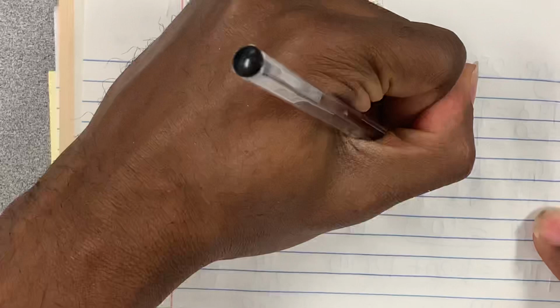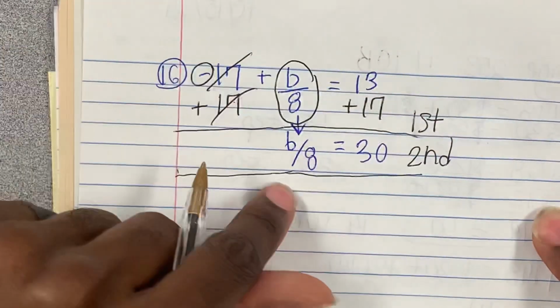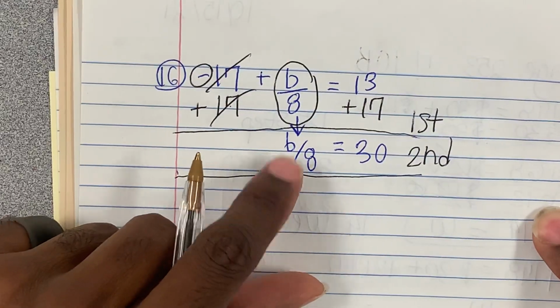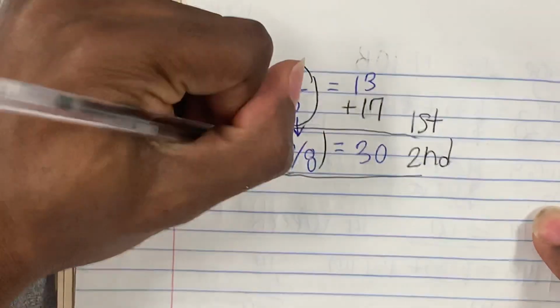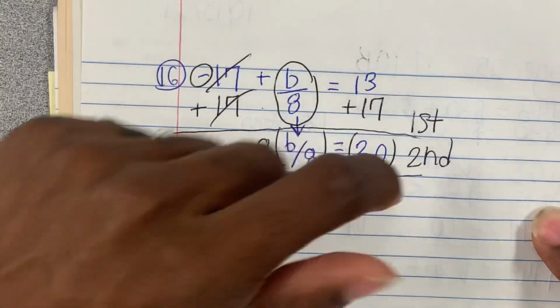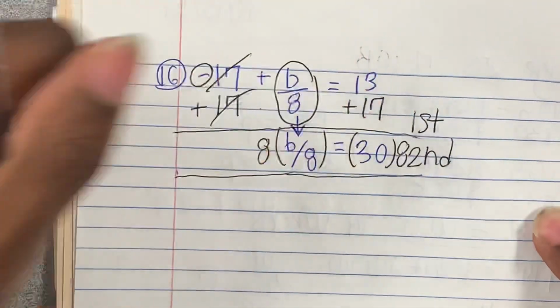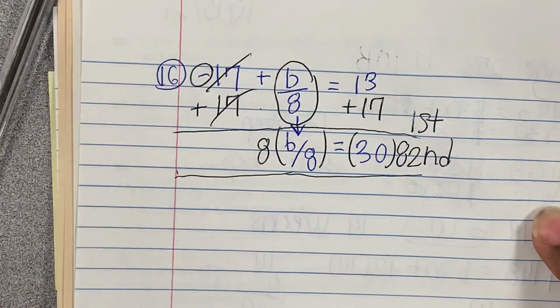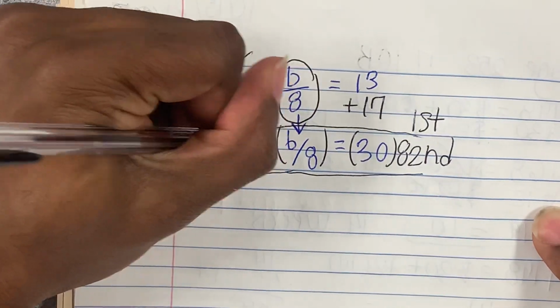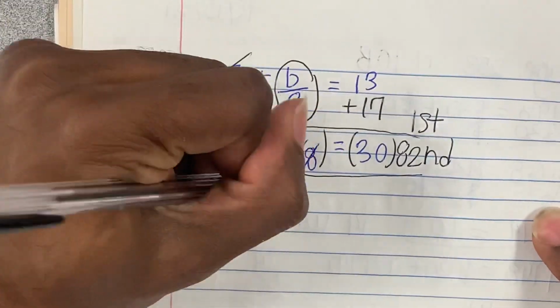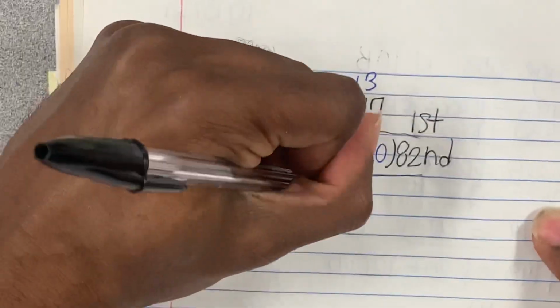Next, in our second step, we're going to do the opposite of dividing by 8. The opposite of dividing by 8 would be to multiply by 8. Okay? And what we do to the left side of the equation, we got to do to the right side. So we're going to multiply both of these sides of the equation by 8. What happens is these two 8s cancel out, and we're left with b is equal to 30 multiplied by 8.